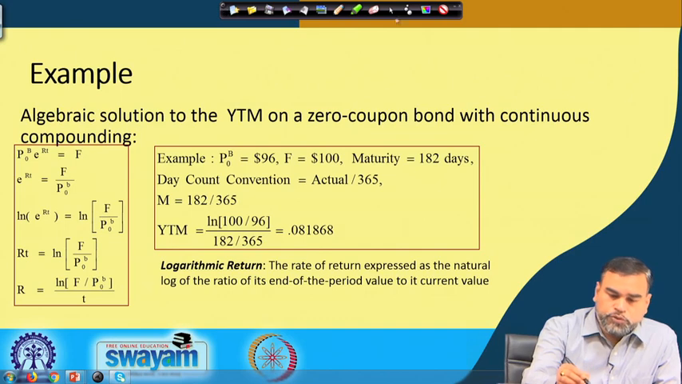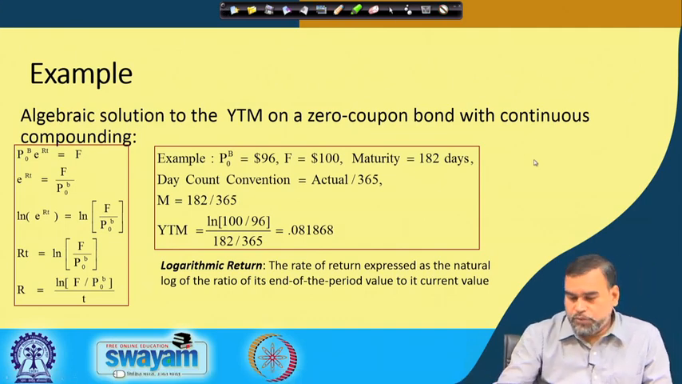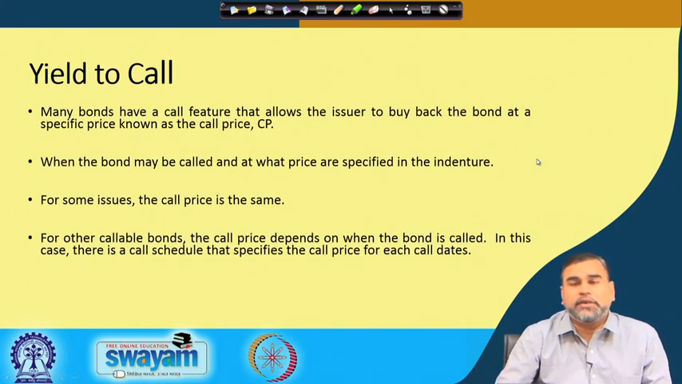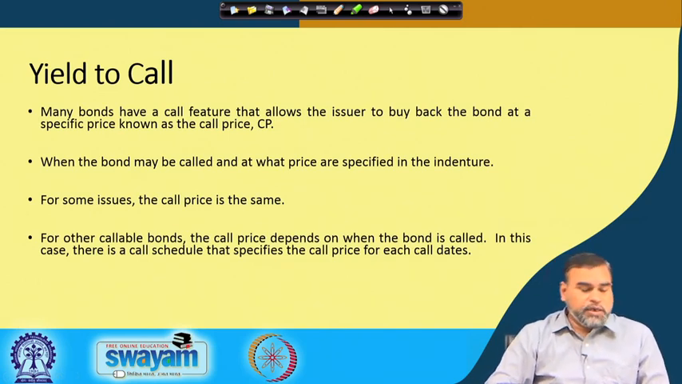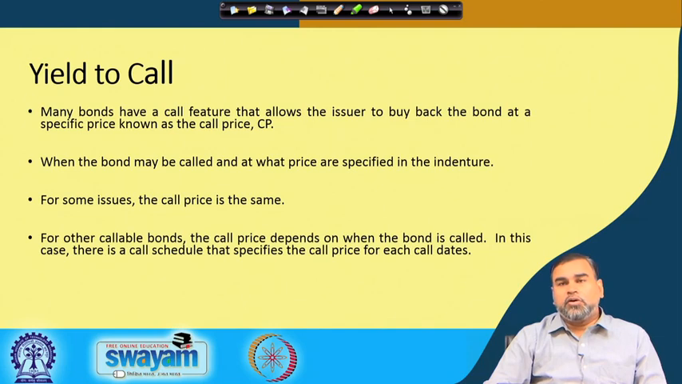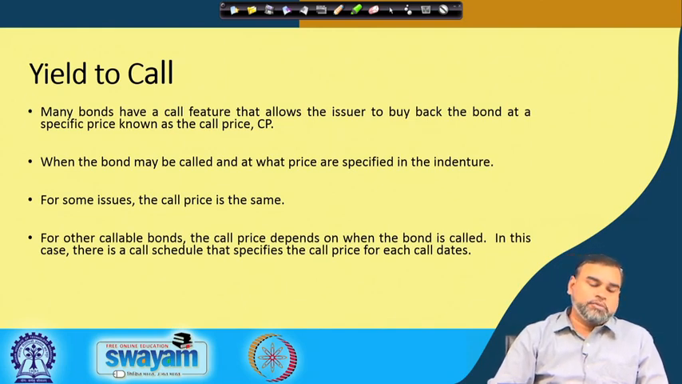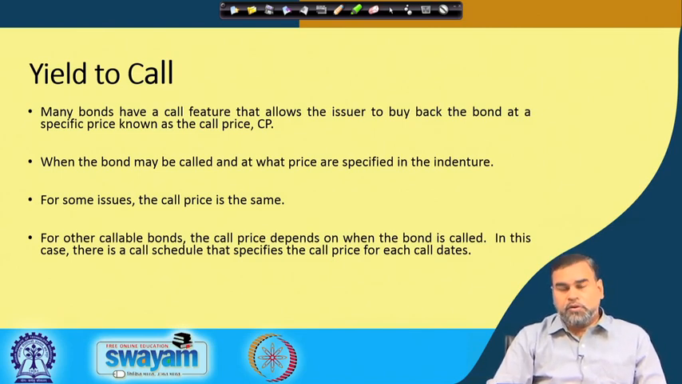Then we can move on to the other types of bonds available in the market. You know that there is a bond which has a call feature. What do we mean by the call feature? The call feature of a bond allows the issuer to buy back that bond at a specific price known as the call price.